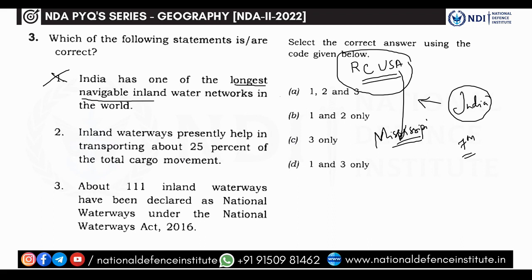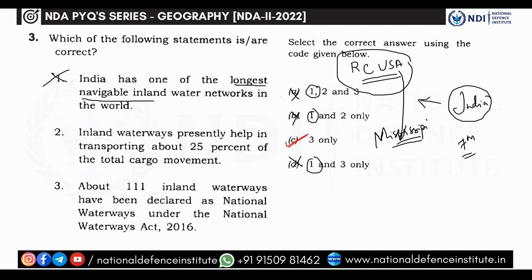So in the options, wherever you have one, that will be obviously wrong, because you are sure that your first statement is wrong. When that is wrong, with the elimination technique, you can eliminate A, B, and D, and the answer can be your C. So let's read the other statements.